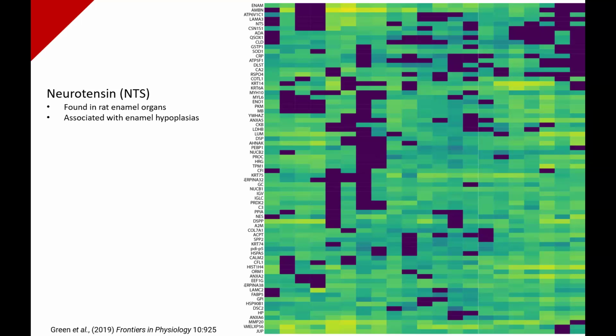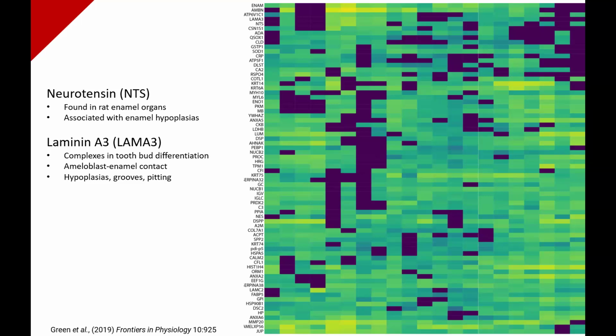It's never been found in enamel before, but we find it using proteomic methods, and it's doing something that's crucial to make healthy enamel. Another protein, laminin A3, is involved in supporting junctions between cells. It has been observed in complexes during tooth bud formation. And also it's actually been observed at the interface in ameloblast between enamel, never in enamel itself again.